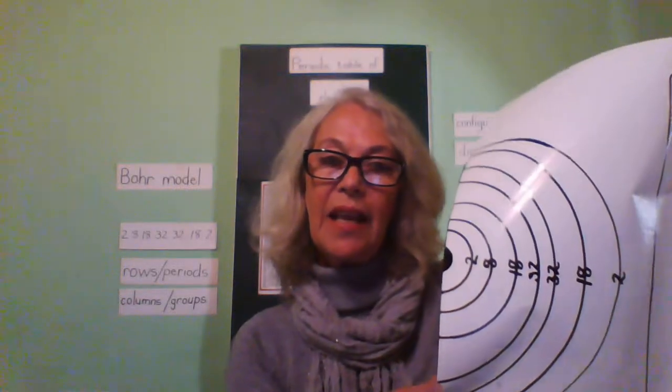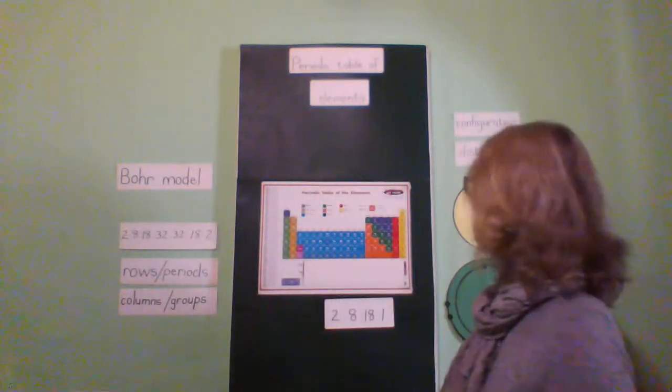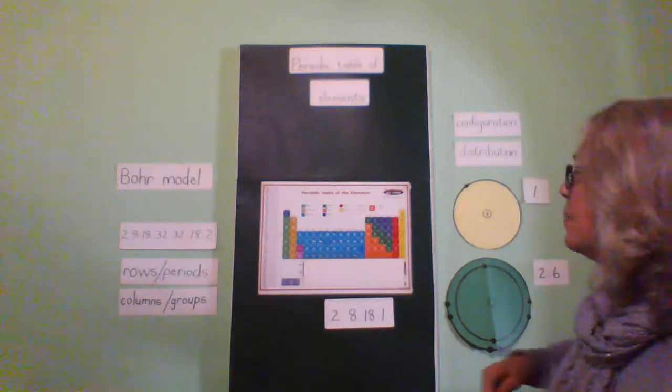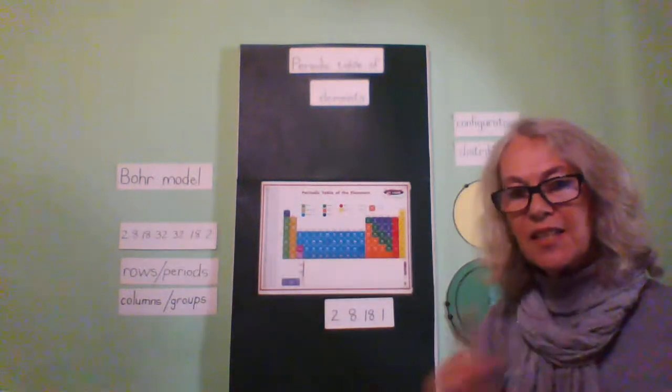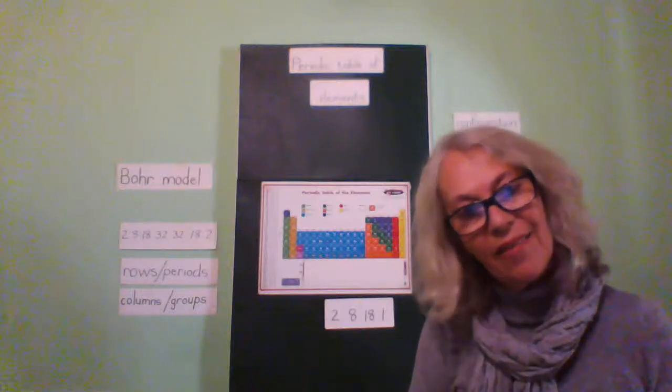remember, 7 energy levels, right? So what does it tell us? That tells us that all our elements that are in a row have the same amount of energy levels.